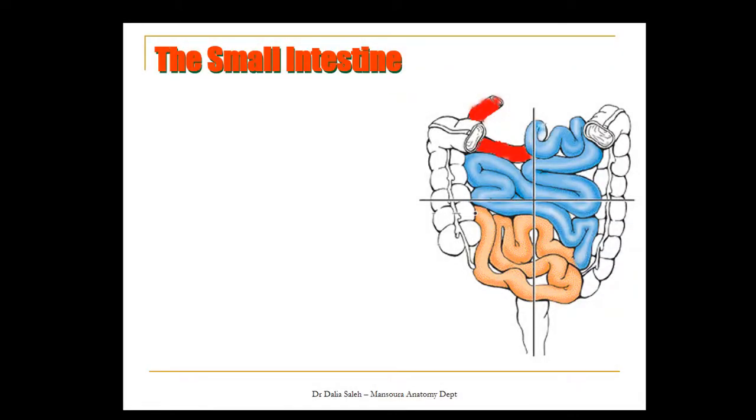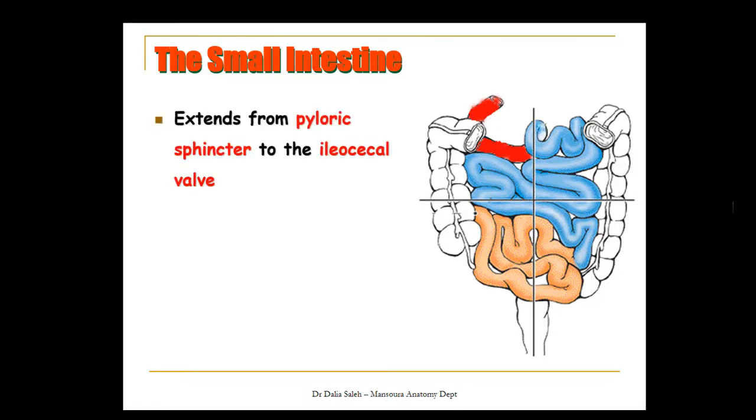Then we have the small intestine. As you can see from this diagram, I colored the small intestine in 3 different colors, which means that it's formed of 3 different regions. The small intestine extends from the pyloric sphincter, or the end of the stomach, to the ileocecal valve, or the beginning of the cecum. It's divided into the following regions: the duodenum, here, the upper 25 centimeters or 12 inches of the small intestine. Then we have the jejunum, and finally we have the ileum.